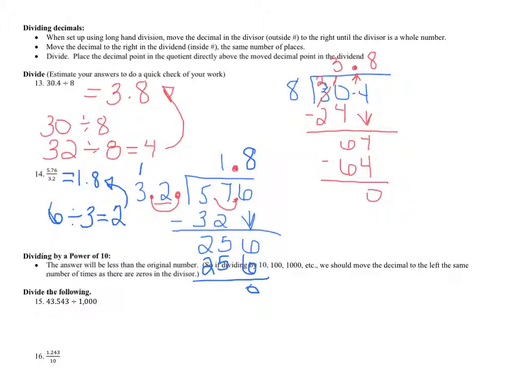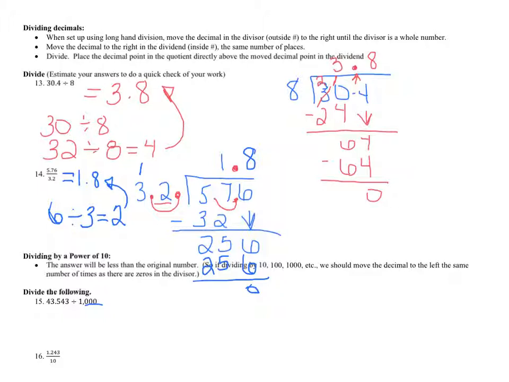Lastly, we need to look at dividing by powers of 10. Now remember, when we multiplied by powers of 10, my answer got bigger if it was a whole number power of 10. So if I divide by a whole number power of 10, my answer should get smaller. So if I'm doing 43 and 543 thousandths divided by 1,000, well, the 3 zeros of that 1,000 should make my answer get smaller by 3 decimal places.